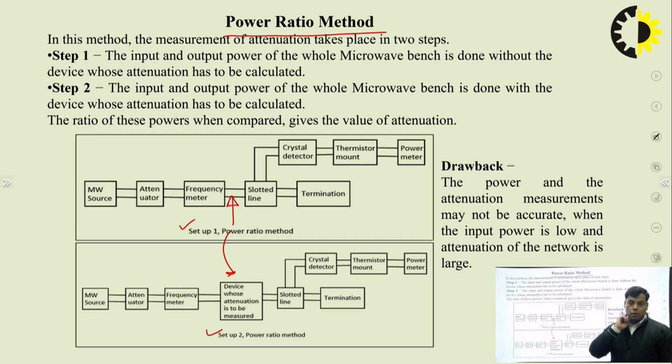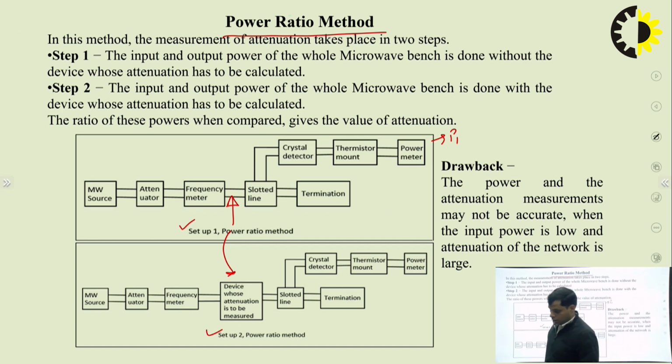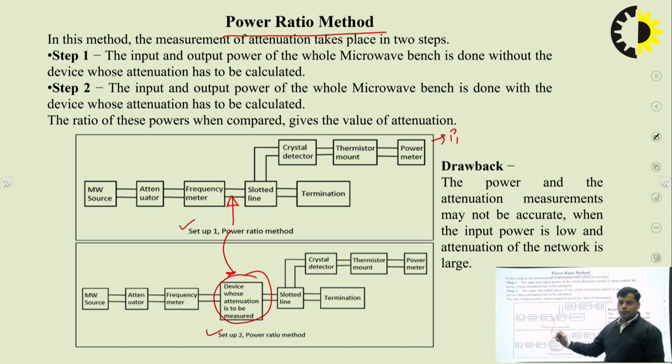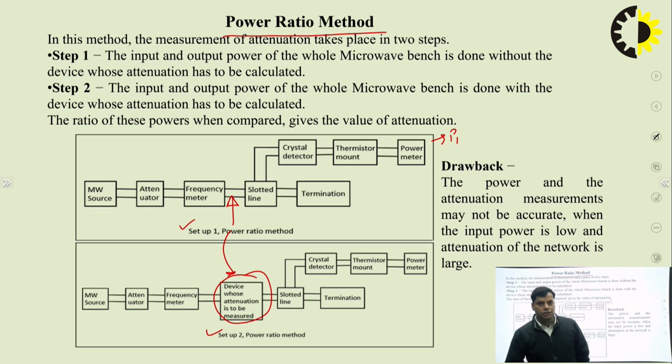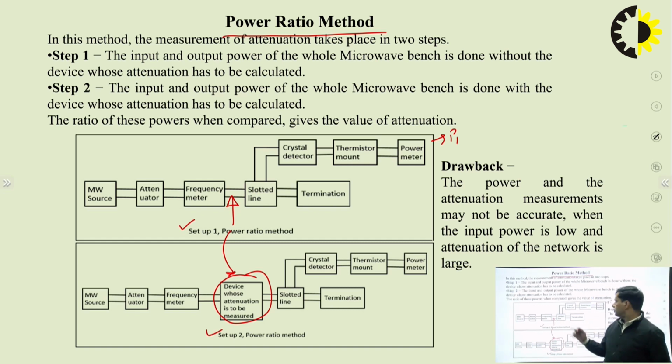In setup 1, the input and output power of the whole microwave test bench is measured without the device whose attenuation has to be calculated. Let's say we get the value P1. After that, in setup 2, we insert the other device whose attenuation has to be measured between the frequency meter and the slotted section. Again, the input and output power of the whole microwave test bench is measured, this time with the device whose attenuation has to be calculated.